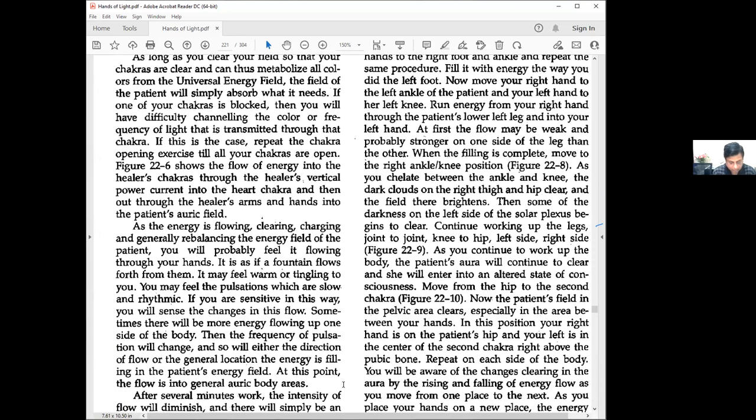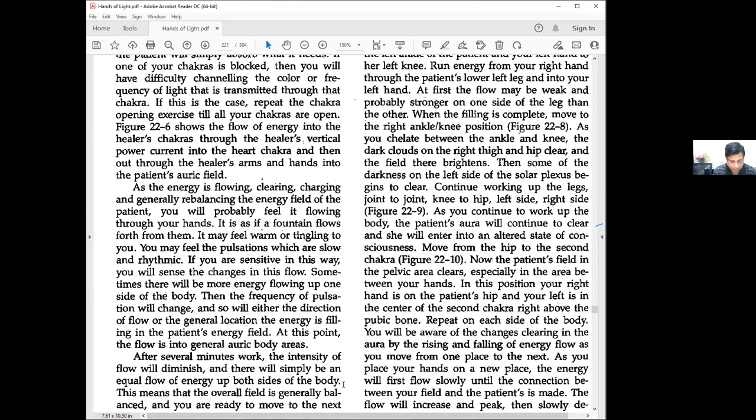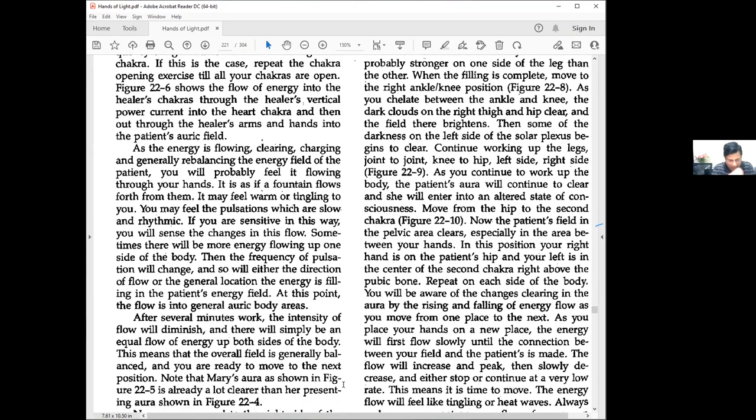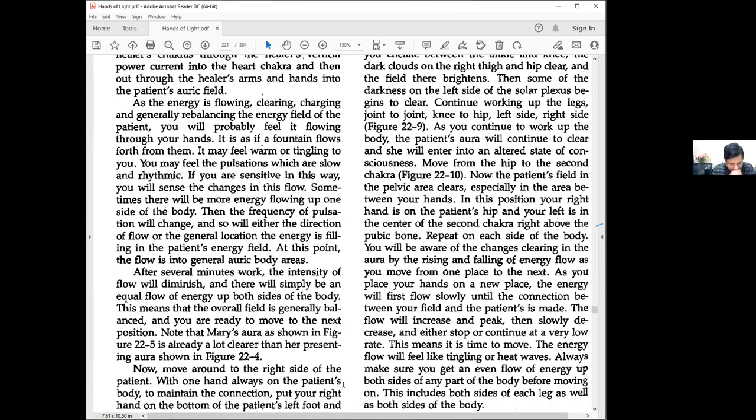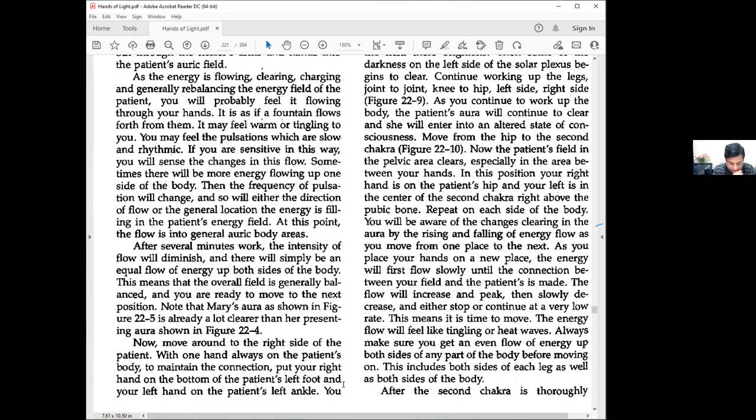As you chelate between the ankle and knee, the dark clouds on the right thigh and hip clear, and the field there brightens. Then, some of the darkness on the left side of the solar plexus begins to clear. Continue working upper legs, joint to joint, knee to hip, left side, right side, figure 22.9. As you continue to work up the body, the patient's aura will continue to clear and she will enter into an altered state of consciousness.